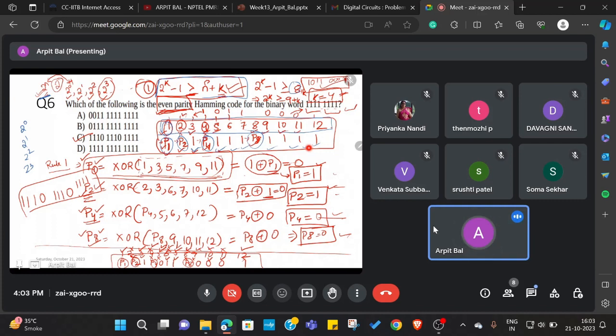For P1, the logic is: starting from P1's location, you pick 1 bit, skip 1 bit, pick 1 bit, skip 1 bit. So it will be 1, then 2 is skipped, 3, then 4 is skipped, 5, 6 is skipped, 7, 8 is skipped, 9, 10 is skipped, 11. You take the XOR of those bits, and because even parity is asked, the XOR of those bits should be 0. Using those equations, I'll figure out what P1 is.